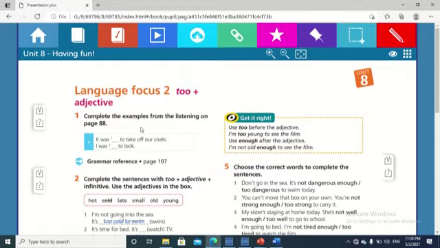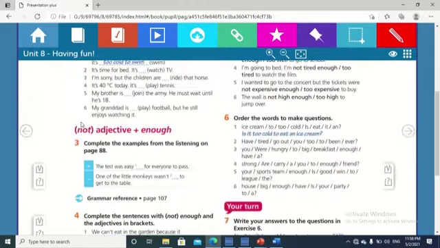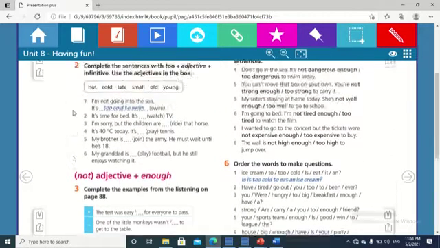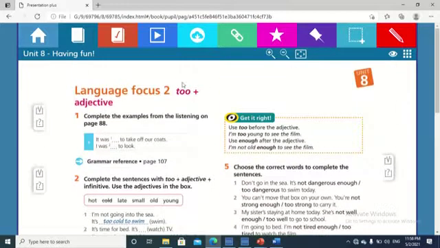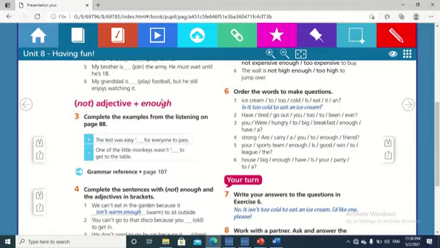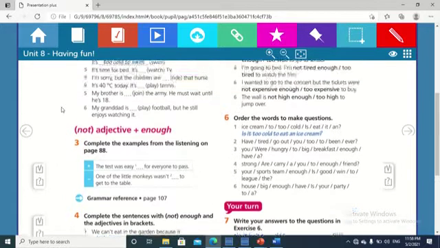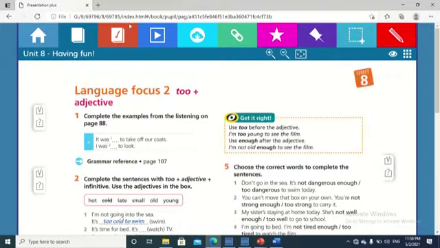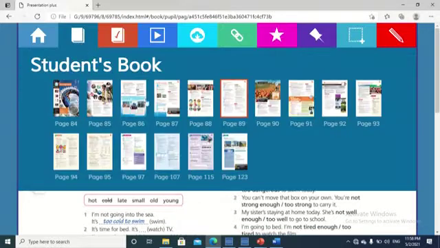I asked you last time to complete the spaces in number 1, which is taken from the listening part on page 88 student book, and of course in number 3, which is again taken from the listening. Just to understand the uses of the two structures, I mean too plus adjective and the adjective with enough, affirmative or negative, we can go straight to page 107. So what do you have in page 107?